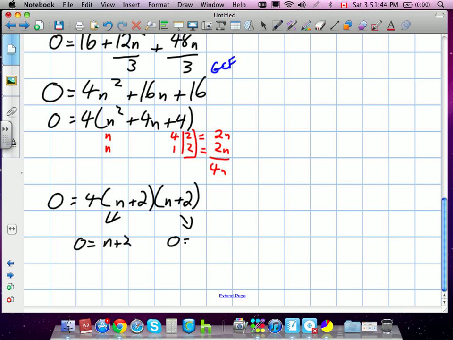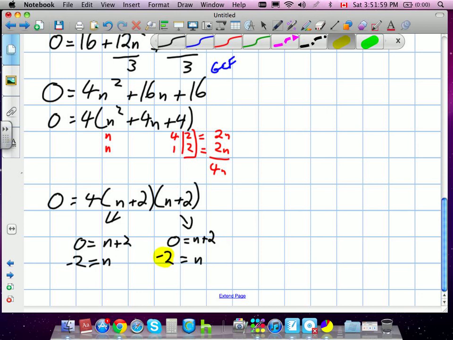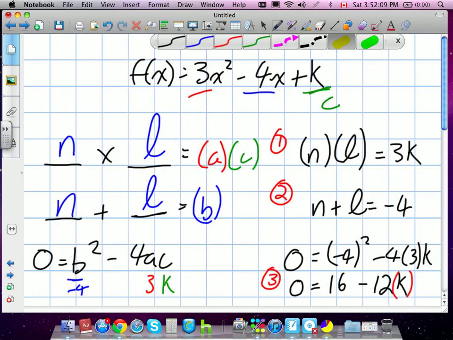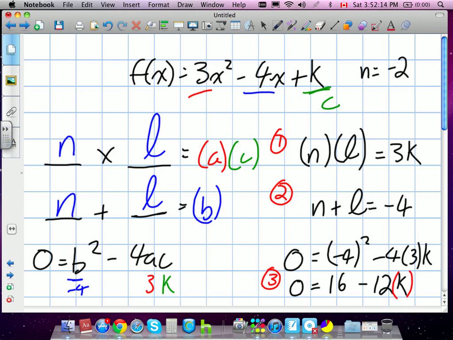I have to set both of these equal to 0. We split the equation, so I get 0 is equal to n plus 2, and redundant, but just for process sake, 0 is equal to n plus 2. So n is equal to negative 2. That's what we've discovered in this question. Now, this is very important because we've solved for one variable, which means I jump all the way back up to the start. I now know that n is equal to, what did I say? Negative 2, correct?